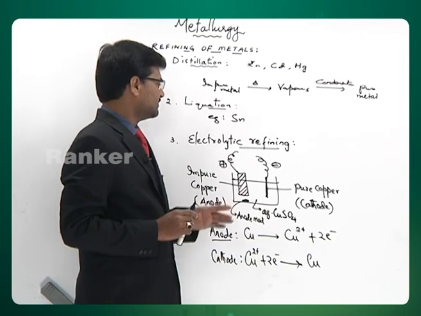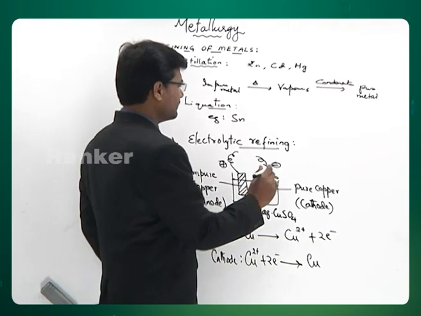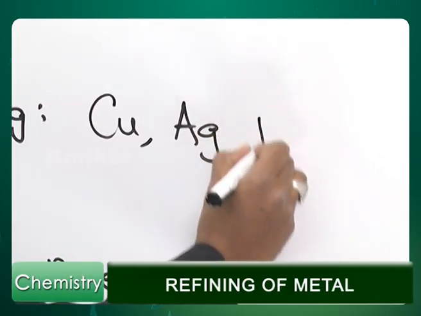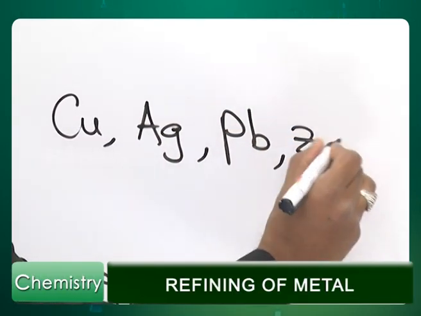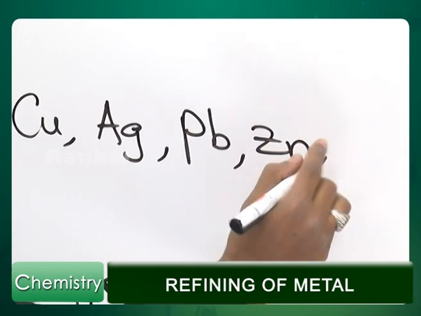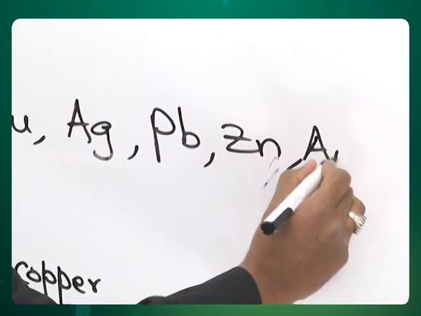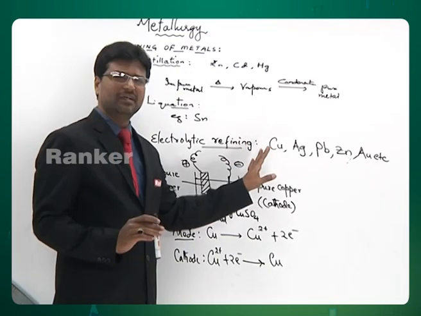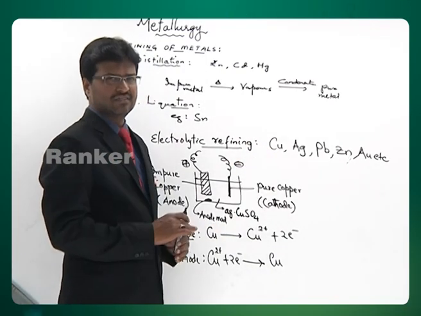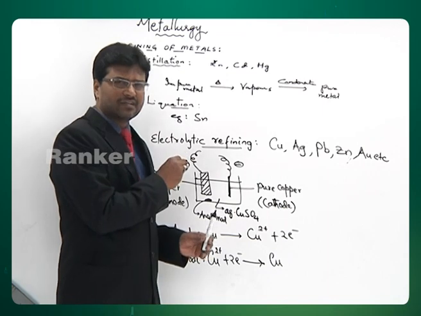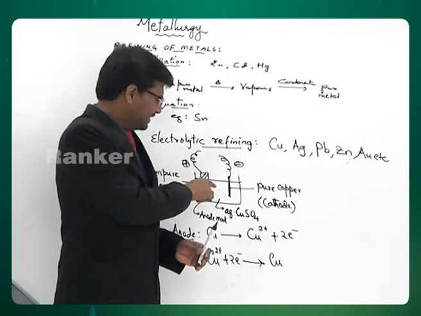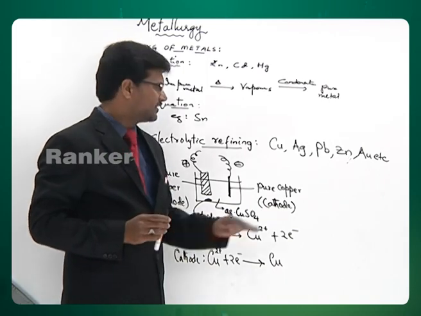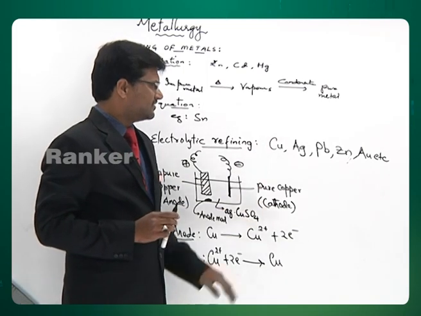So this is electrolytic refining, applicable for copper, silver, lead, zinc, gold, etc. So for most of the metals, but remember, this is not applicable for active metals. Generally, this is not applicable in the original form. When you use aqueous solution, obviously it will not be useful for active metals, but for most of the metals this works.